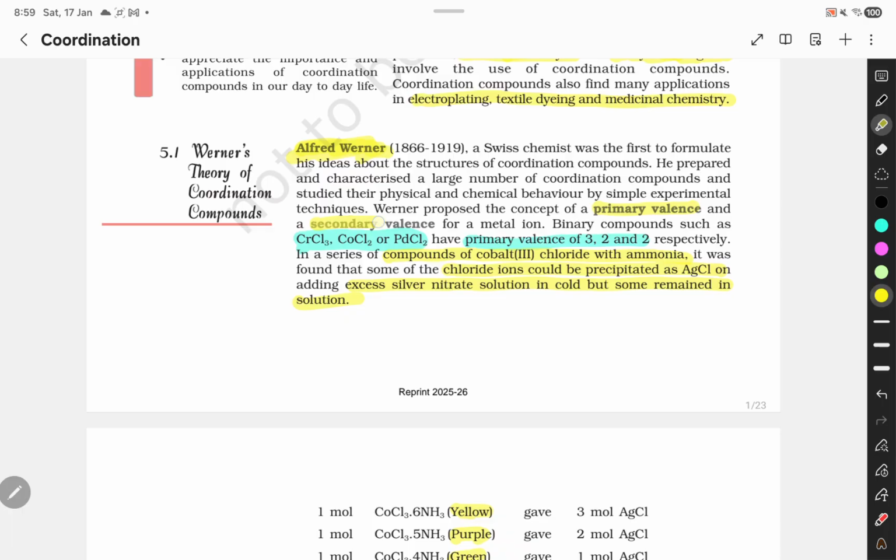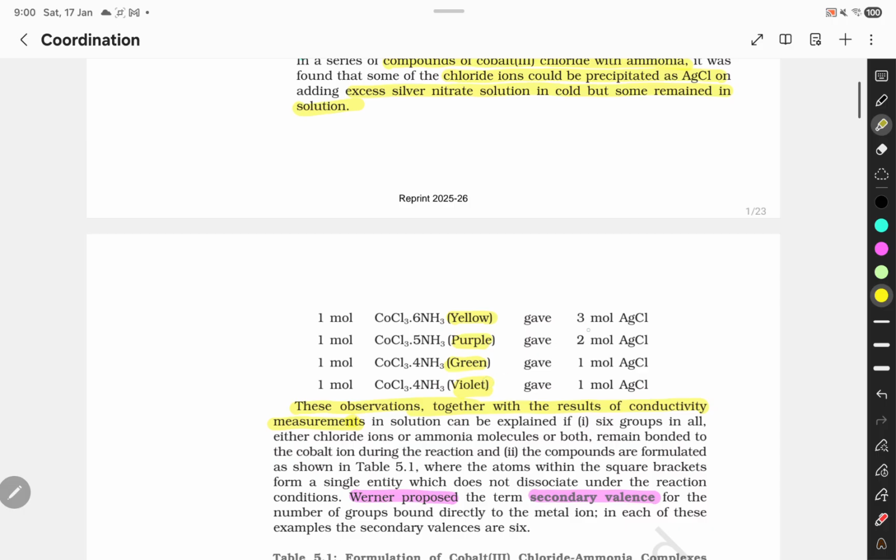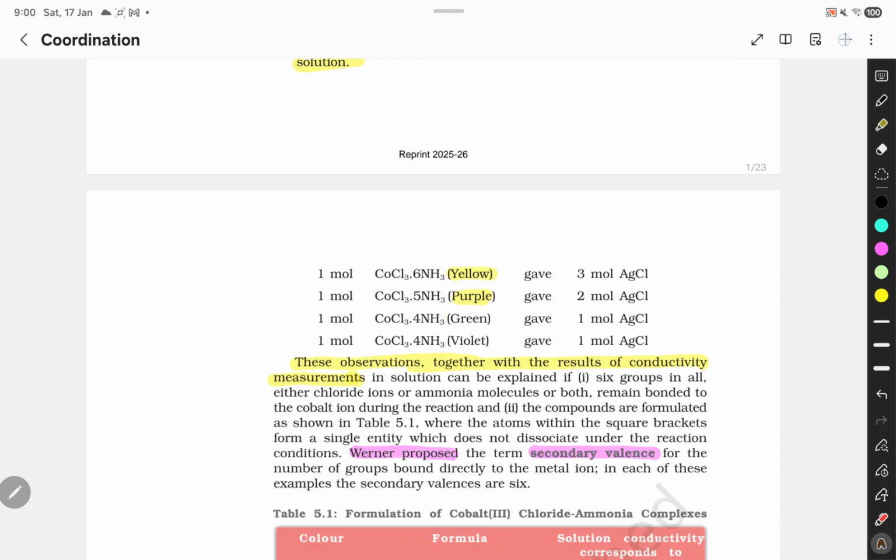Werner's theory just stated that there is primary and secondary valence for a metal ion, and he conducted experiments on four cobalt compounds, and we have to mug up all these colors. CoCl3.6NH3 is yellow, CoCl3.5NH3 is purple, CoCl3.4NH3 is green, and CoCl3.4NH3 is violet. Basically, I have no idea what's the difference between these two, but I guess we'll have to mug it up like that.